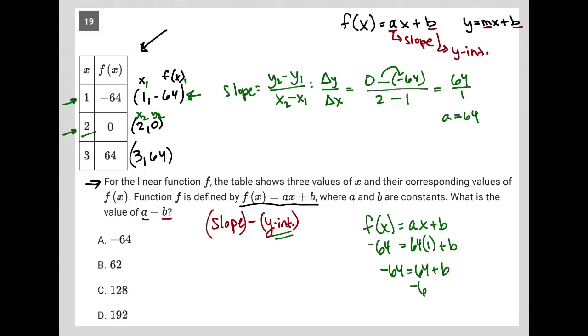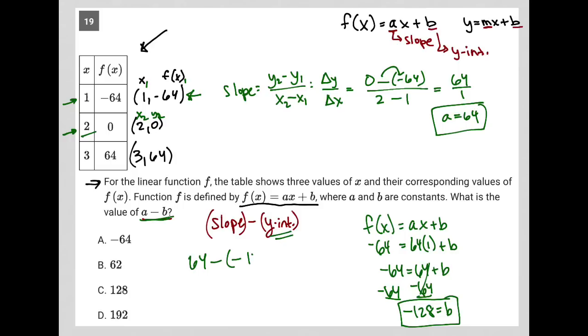So negative 64 equals 64 plus b. And of course, I'd subtract 64 from both sides to isolate b. And I'd have negative 128 equals b. So there's my y-intercept. So b is negative 128. A is 64. The question's asking for a minus b. So it would be 64 minus negative 128, which is the same as 64 plus 128, which is equal to 192. Therefore, choice D is the correct answer.